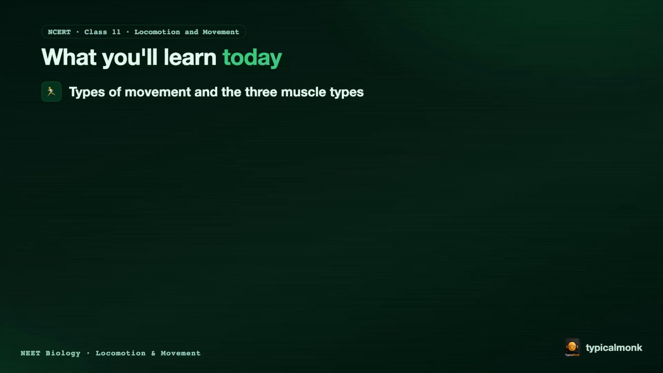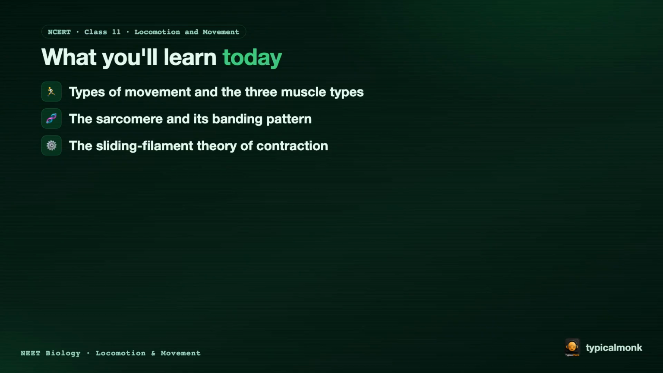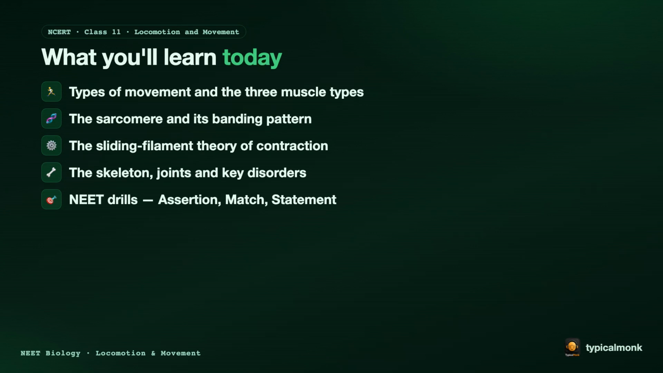Here is today's path. 5 stops. First, the types of movement and the 3 kinds of muscle. Second, the sarcomere and its banding pattern. Third, the sliding filament theory of contraction. Fourth, the skeleton, joints, and some important disorders. And fifth, NEET drills, that is, assertion, match, and statement.